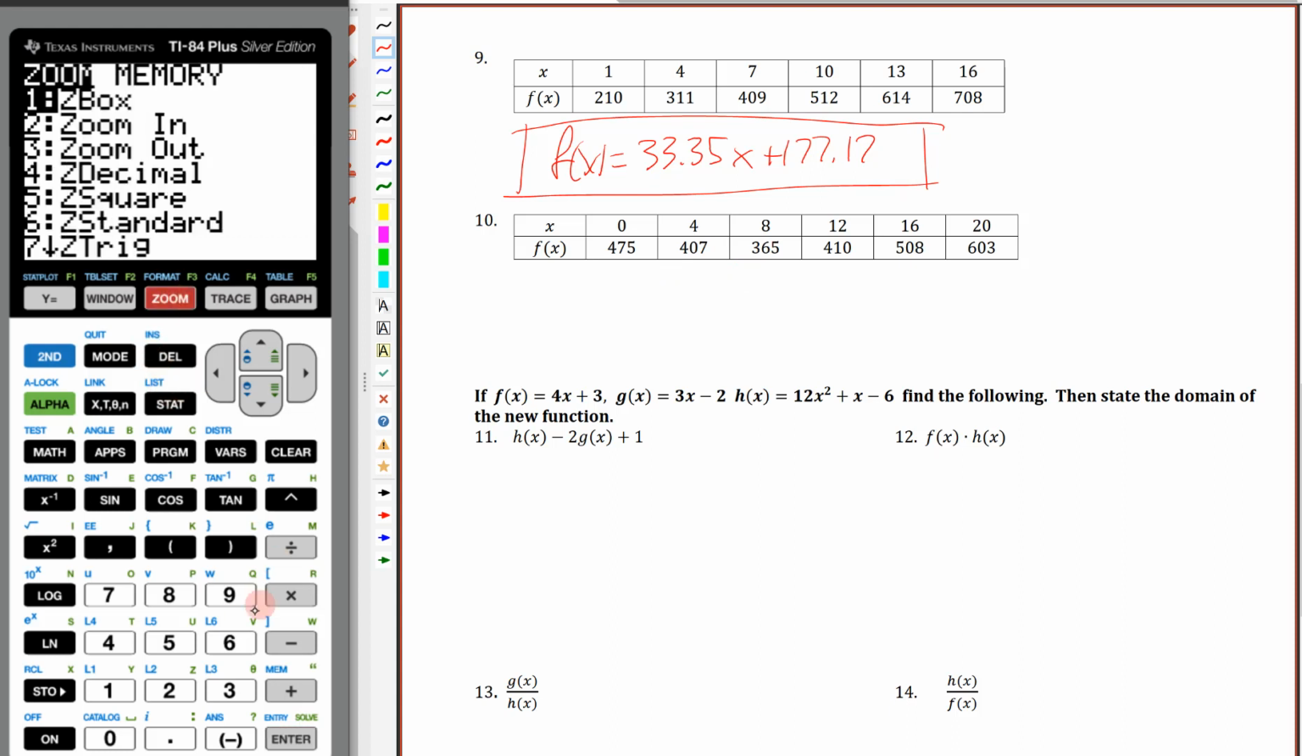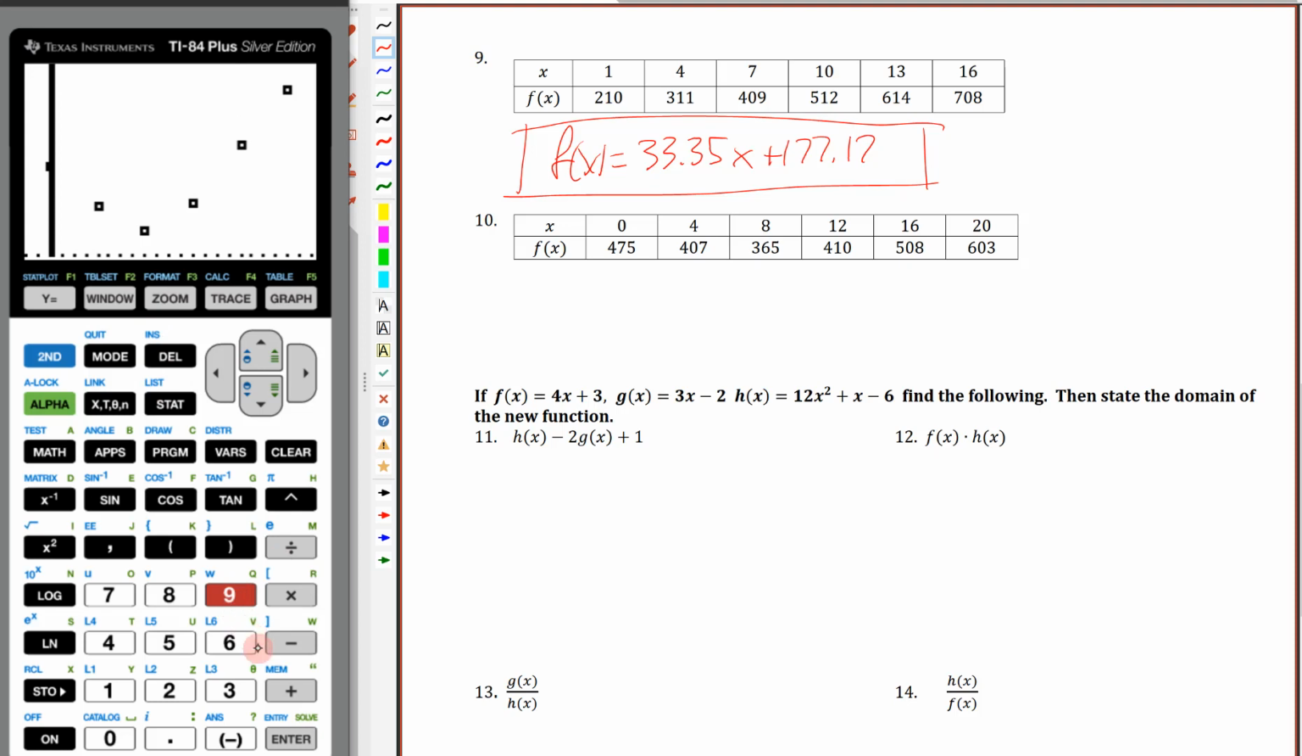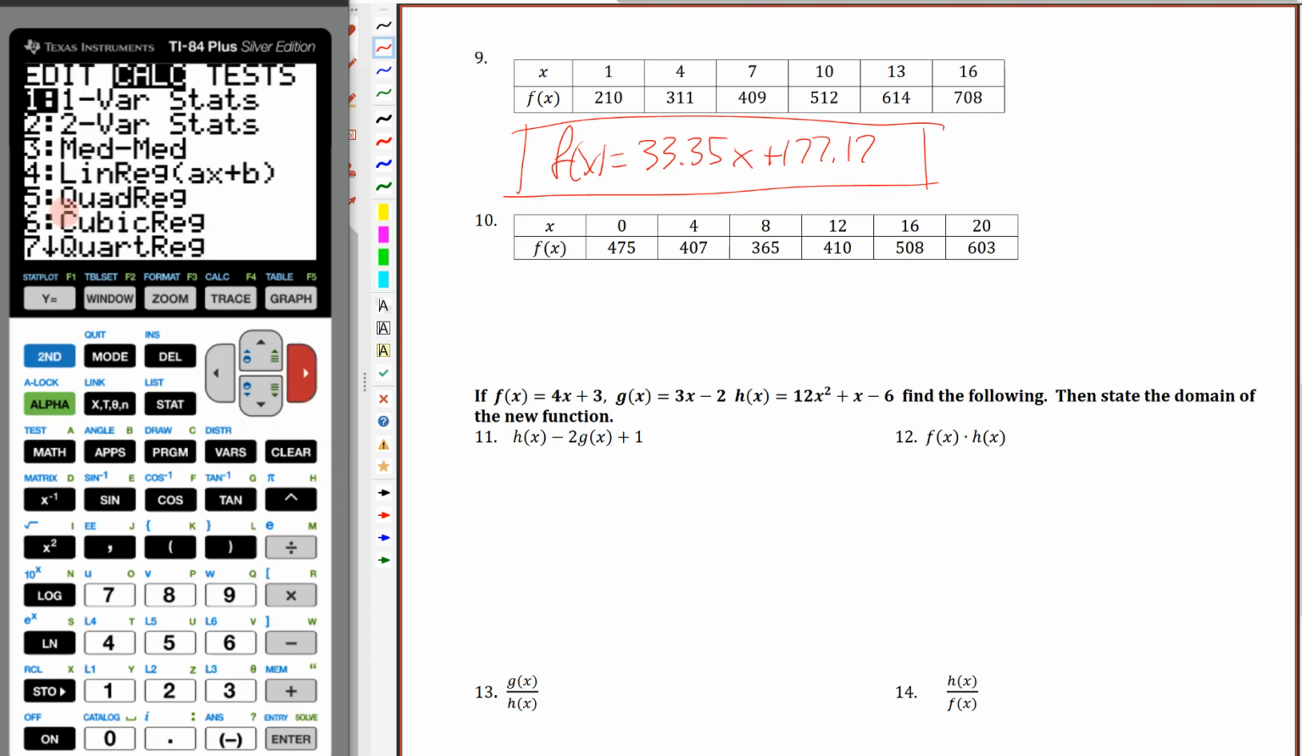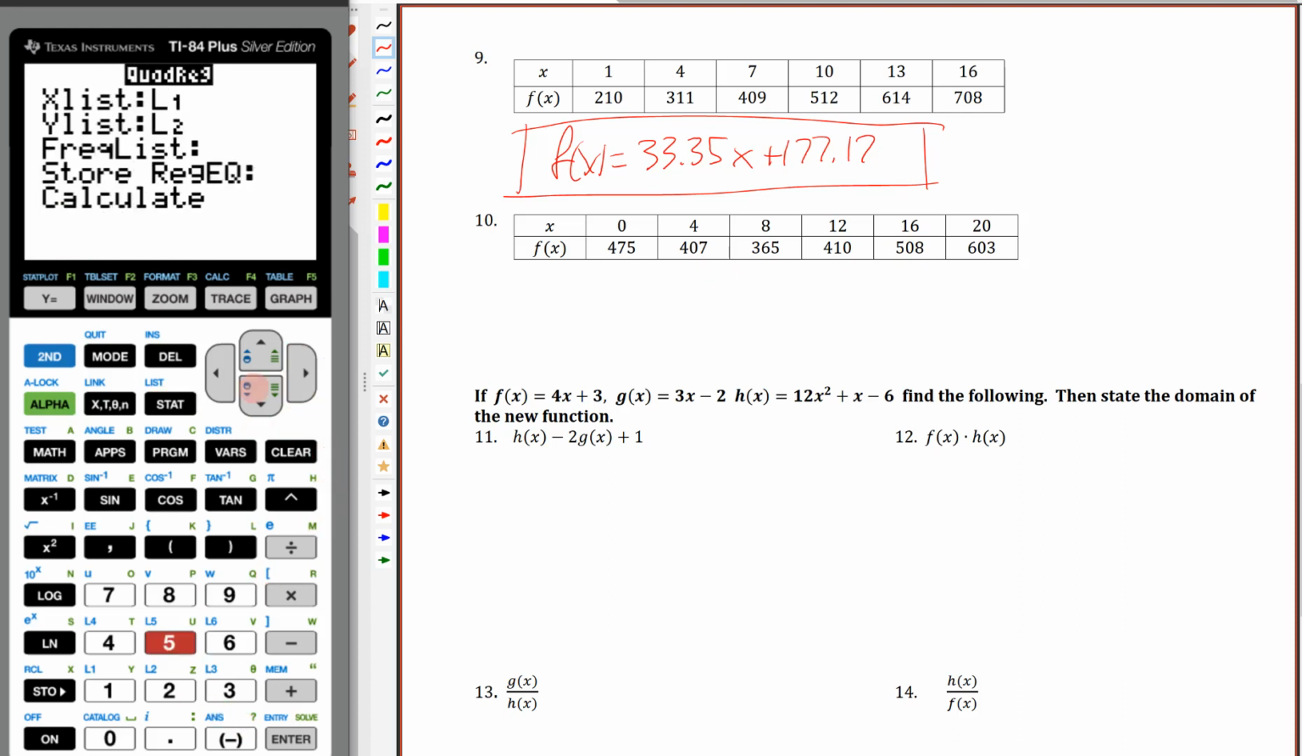So I'm going to hit zoom and 9. So that's zoom stat. And this goes down and then up. We can kind of tell from the values in the 400s down to 300 and then back up. So this is going to be a quadratic. So we're going to hit stat, calculate, and we want to do a quadratic regression, so number 5. We've got everything all ready to go, hit enter.